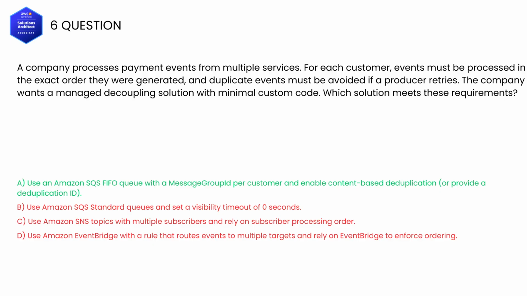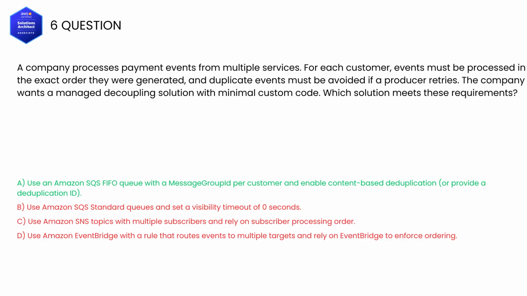The second one is incorrect because standard queues don't guarantee strict ordering and can deliver messages out of order. Visibility timeout doesn't provide deduplication, and a 0-second value would cause immediate retries and duplicate processing. The C answer is incorrect because SNS is a pub/sub service and doesn't guarantee strict ordering per customer across distributed subscribers. The deduplication and ordering would need to be implemented by consumers, increasing complexity.